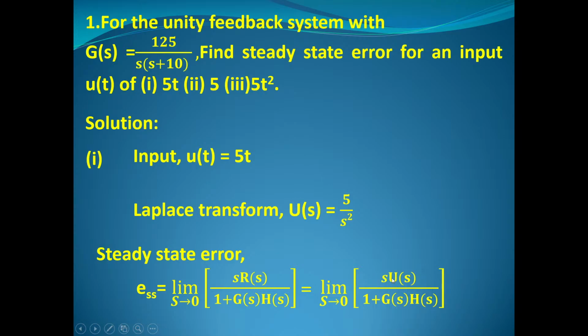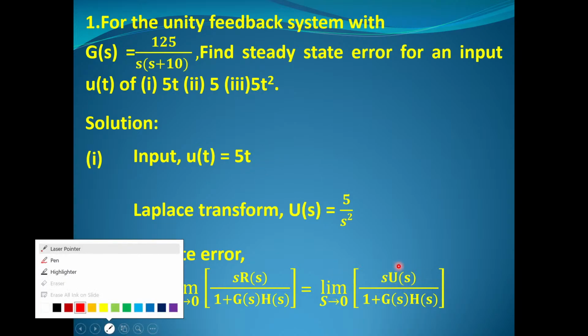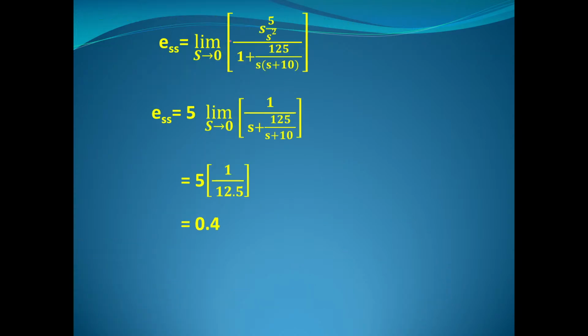So instead of U(s), what should you write? You must write 5 by s square. So write 5 by s square here. Okay, what is G(s), H(s)? H(s) is unity feedback, means H(s) is 1. What is G(s)? 125 by s into (s plus 10). So I have replaced U(s) with 5 by s square, and I have replaced G(s) with 125 by s into (s plus 10), and H(s) is 1. So go to the next slide, you just see.